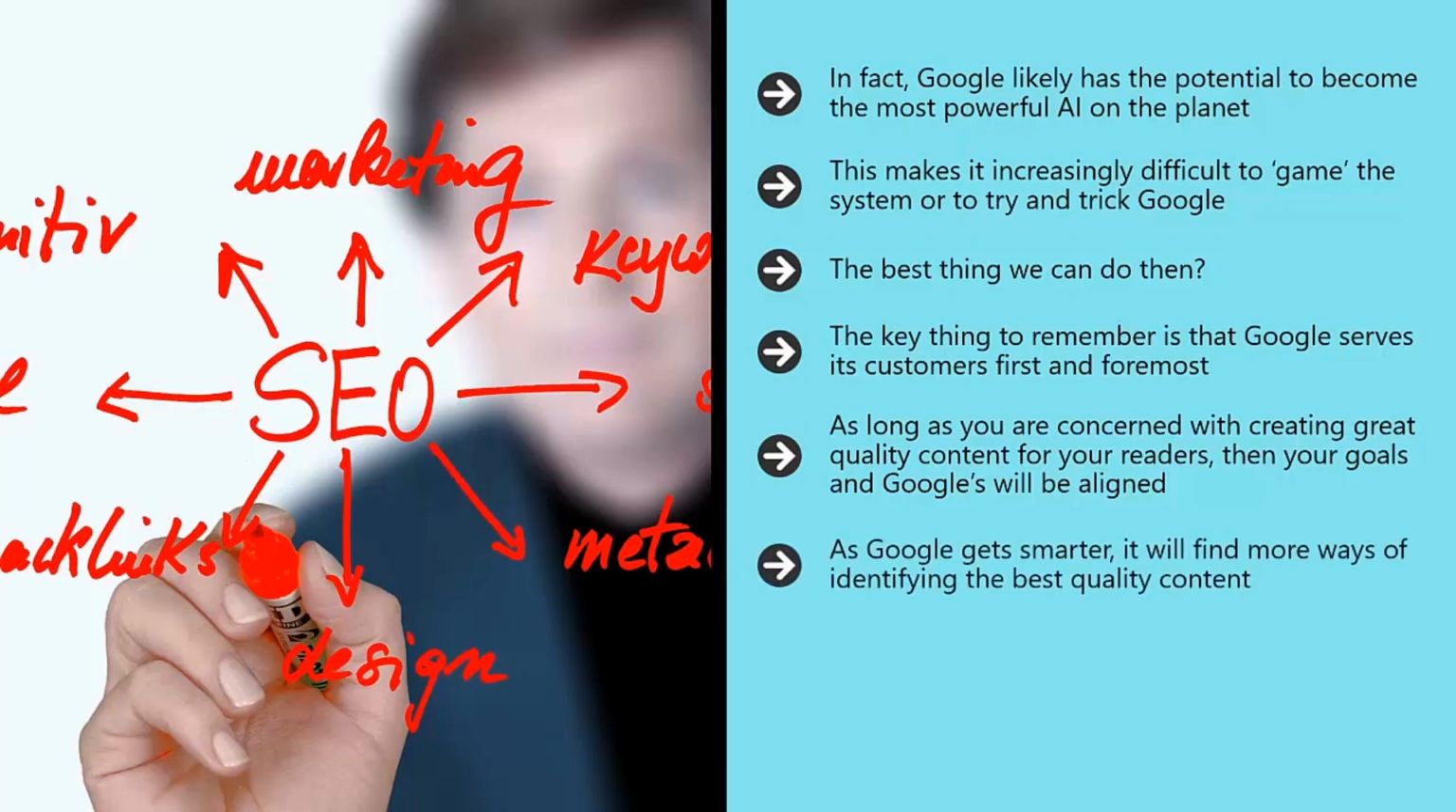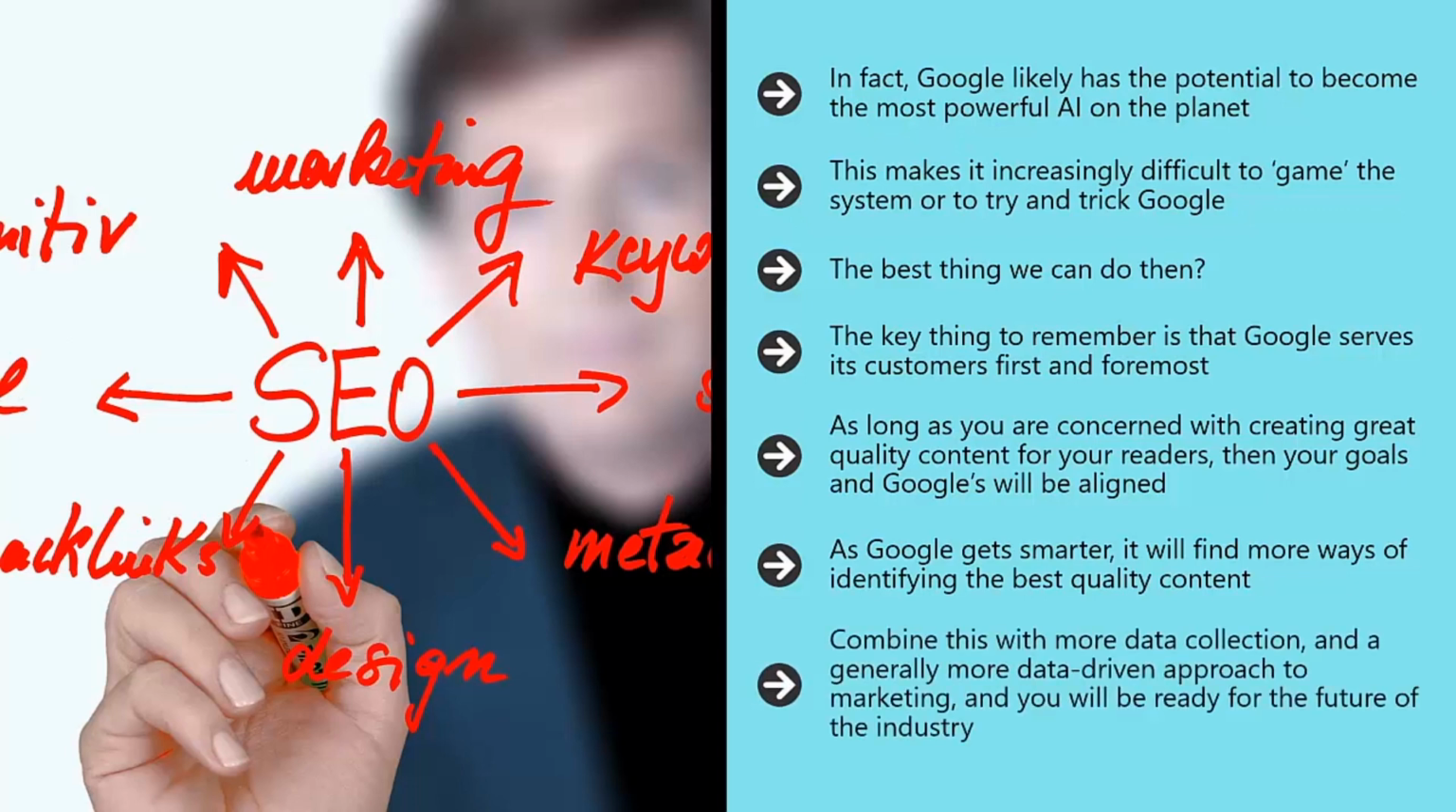As Google gets smarter, it will find more ways of identifying the best quality content. And so, if you're focused on delivering that, Google will find more ways of connecting you with your audience. Combine this with more data collection and a generally more data-driven approach to marketing, and you'll be ready for the future of the industry.